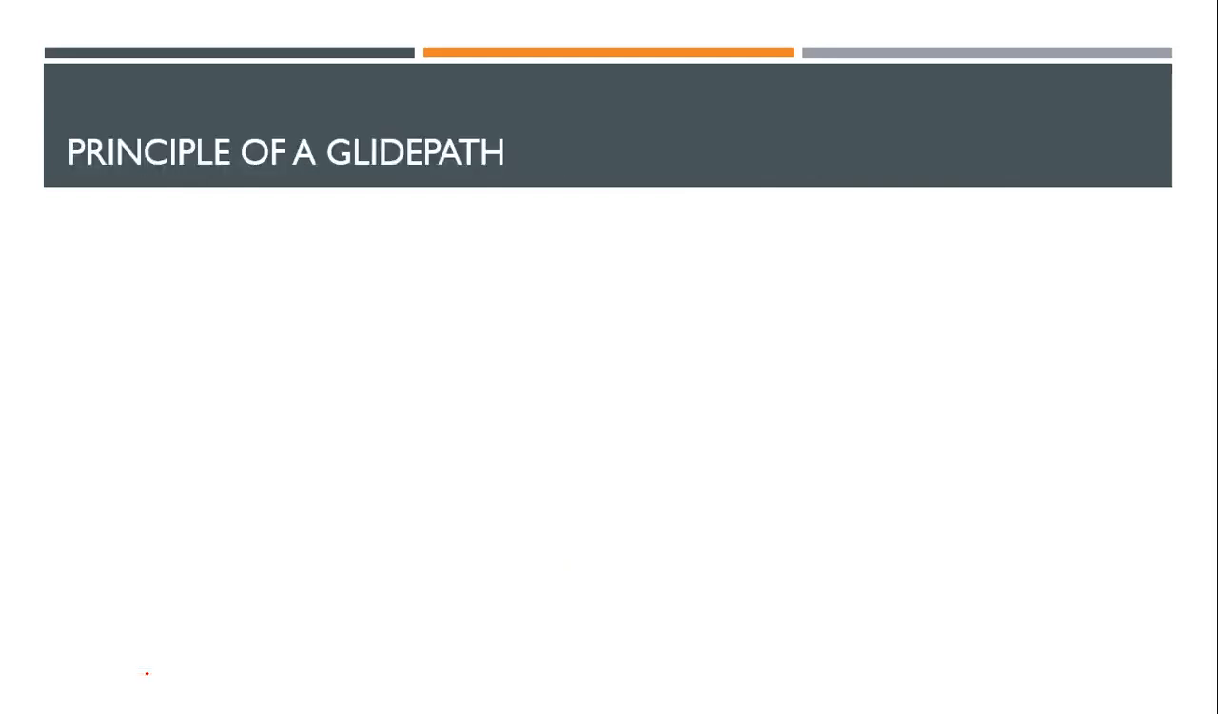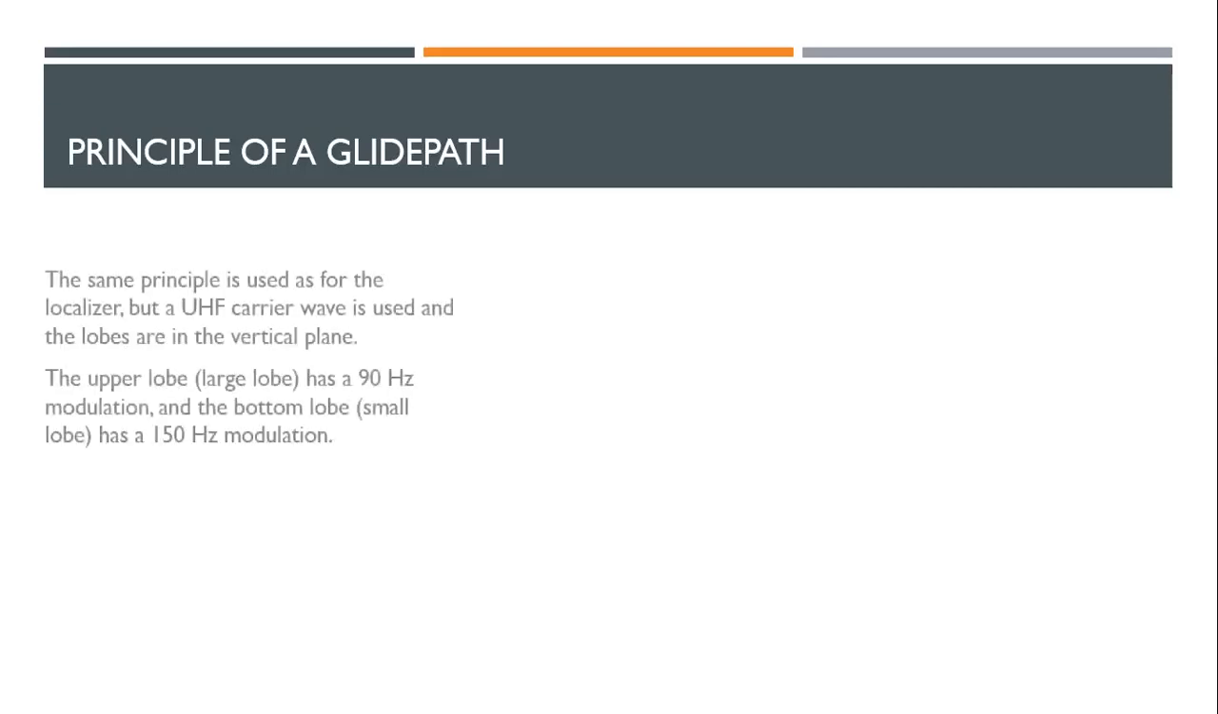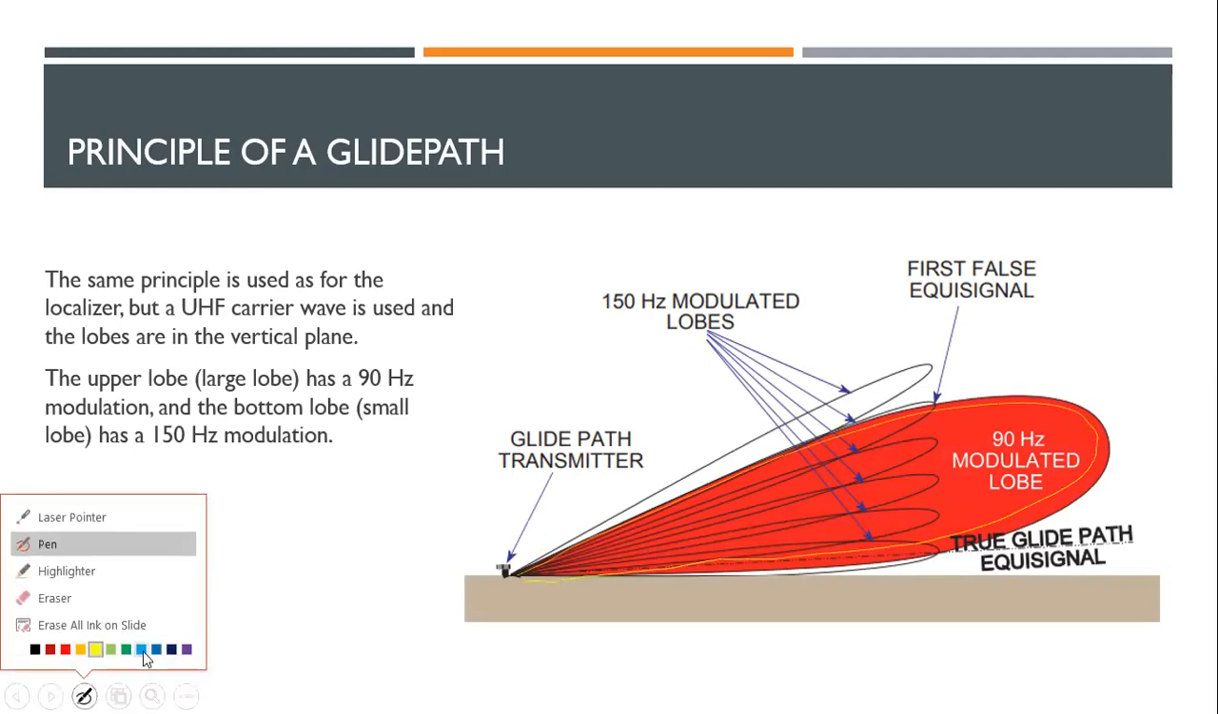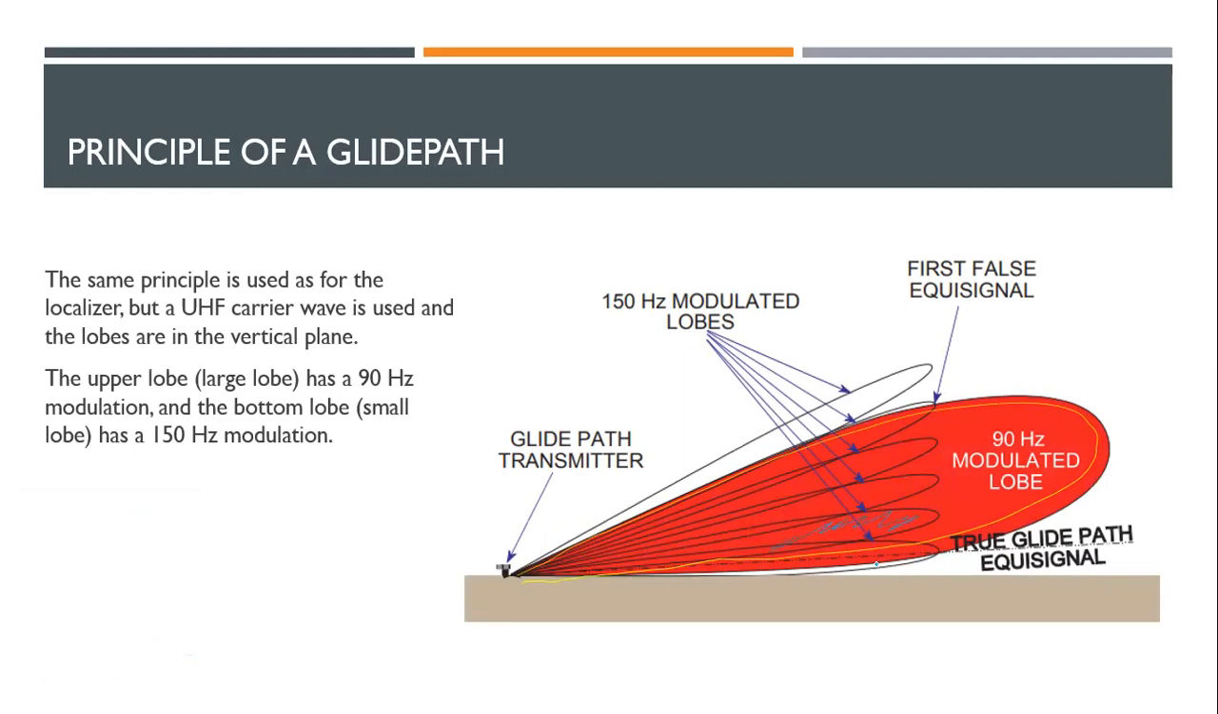All right. Let's discuss the principle of the glide path also. It is exactly the replica of your localizer. There are two different sets of lobes. One is 150 hertz, the other is 90 hertz. Except there is a bit of difference. You can see the 90 hertz lobe is a huge one, whereas the 150 hertz lobes, if you see the black lines inside it, are smaller ones and they are narrow.